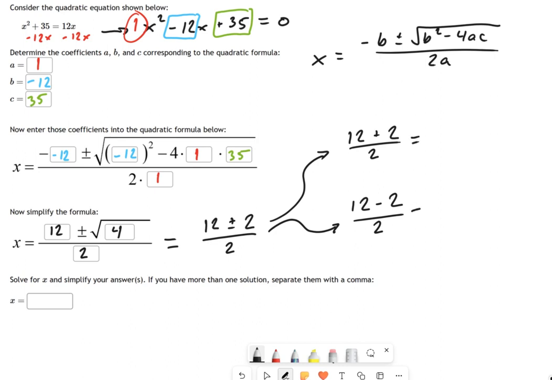And now we simplify each of them. It's like our equation had little baby equations. So we get 14 divided by 2. And over here on this one, we get 10 divided by 2. Well, 14 over 2 is 7. 10 over 2 is 5. So those are my two answers.